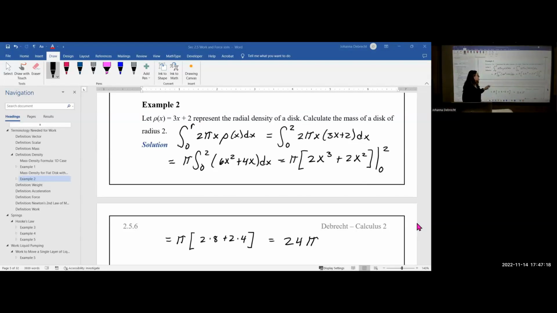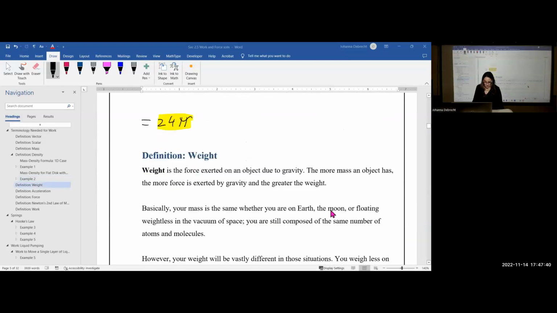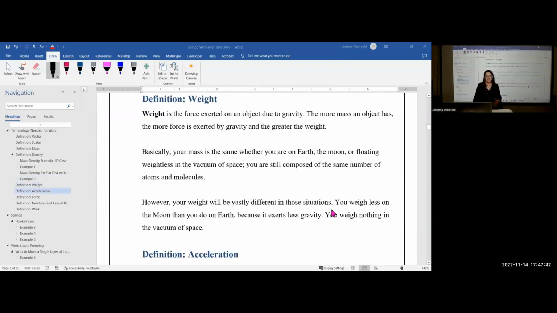So let's see how you did. When you multiply it out, you get 6x squared plus 4x, use the power rule for integration, and you finally compute that you have a mass of 24 pi units, whatever your units happen to be for mass, whether it's kilograms or grams. Now what we want to turn our attention to are some more definitions.